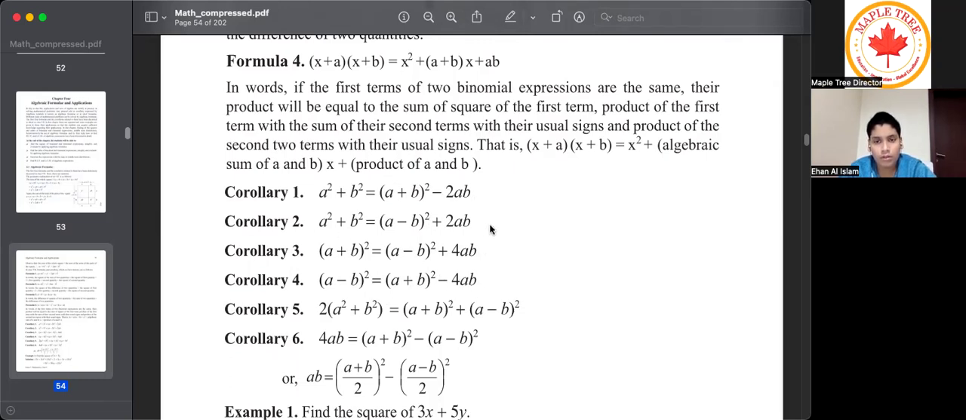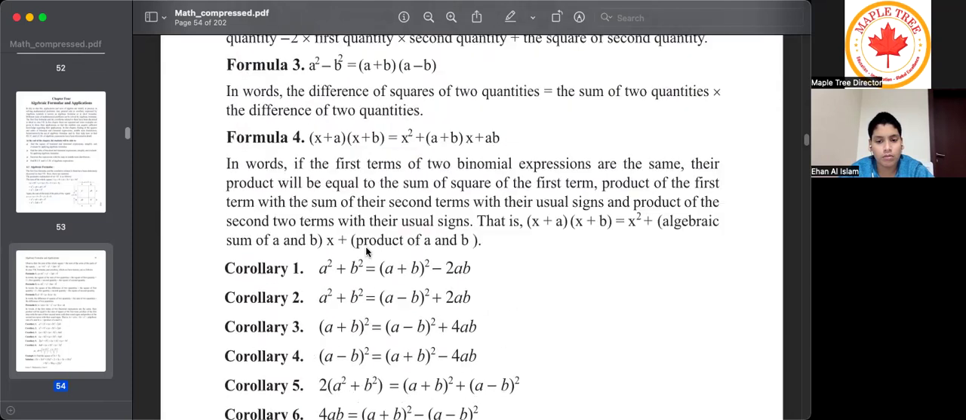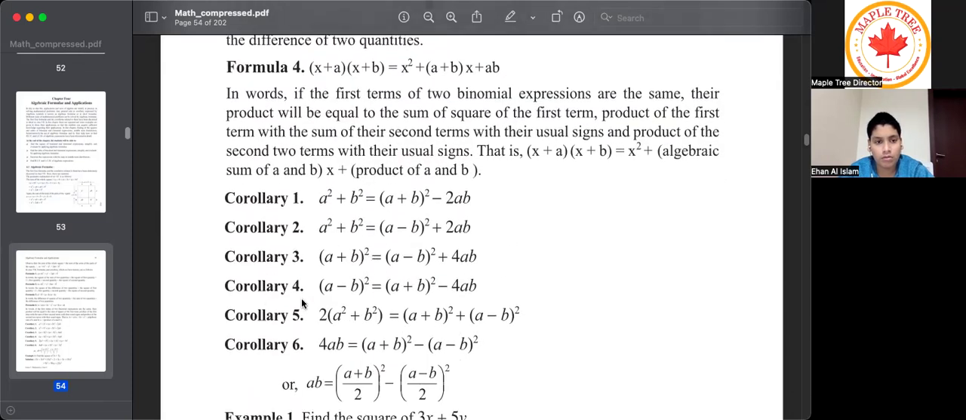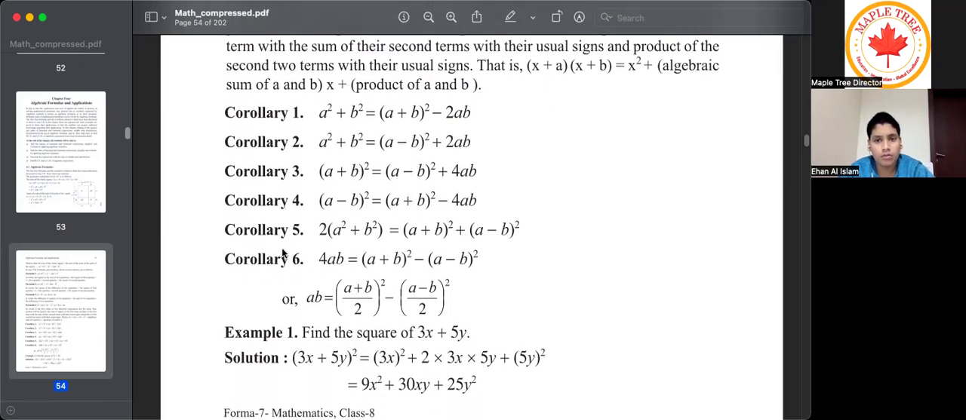You need to keep these corollaries in mind as well. Corollaries are also part of the formula. When you memorize these, you don't have to calculate the same thing again and again. You can write from your memory. So in algebra, the first thing is to memorize the formula. The fifth corollary is 2 into a square plus b square equals a plus b whole square plus a minus b whole square. And corollary 6, 4ab equals a plus b whole square minus a minus b whole square.